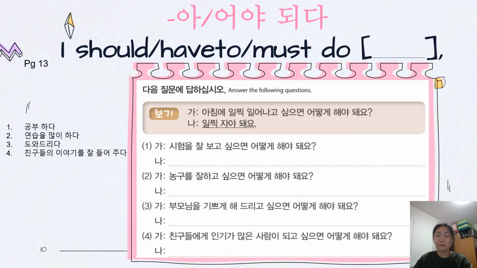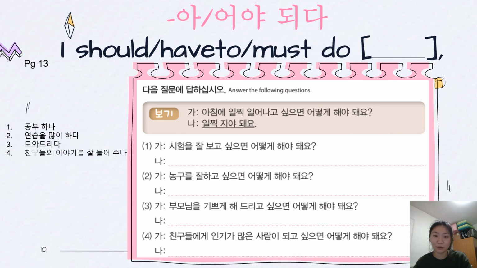Let's look at our example before we work on questions number 1 through 4. Let's read the question there. 아침에 일찍 일어나고 싶으면 어떻게 해야 돼요? This means if you want to wake up early in the morning, what should we do or what should I do? How does 나 reply to this question? 나 replies, 일찍 자야 돼요. This means that you should sleep early.